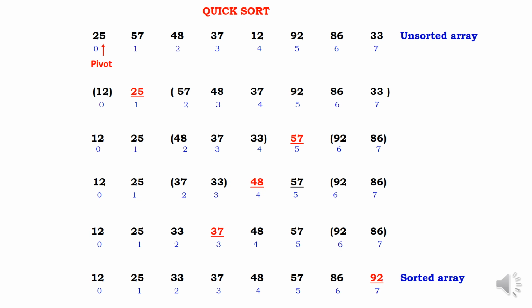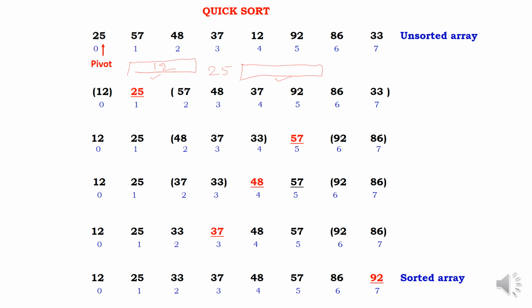The second step is to fix 25 in its proper position such that the array is divided into two partitions. All the elements less than 25 are placed in the left partition and all the elements greater than 25 are placed in the right partition, such that 25 is fixed in its proper position. What are the elements less than 25 in this array? 57 is not less, 48 is not less, 37 is not less, 12. Yes, 12 is less than 25. So place it in the left array.